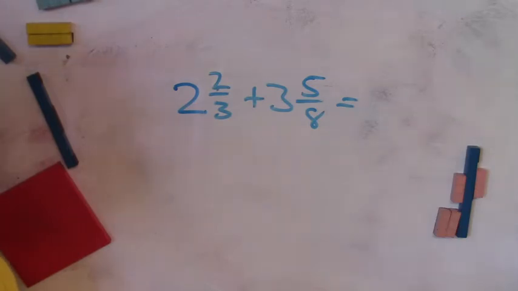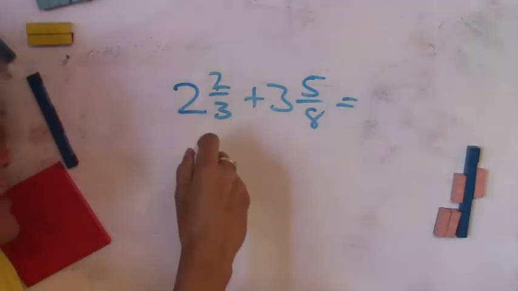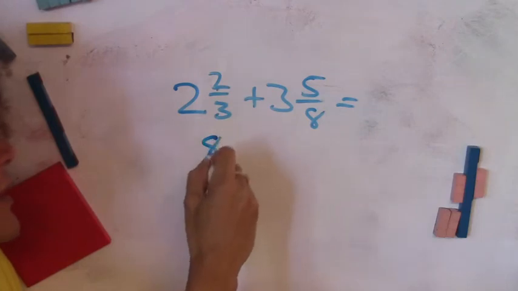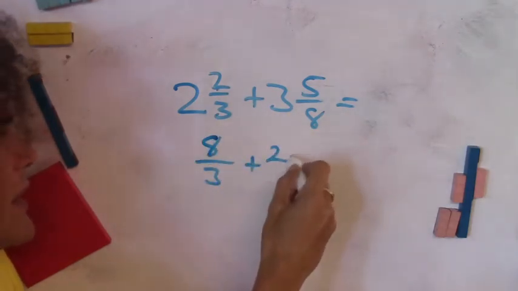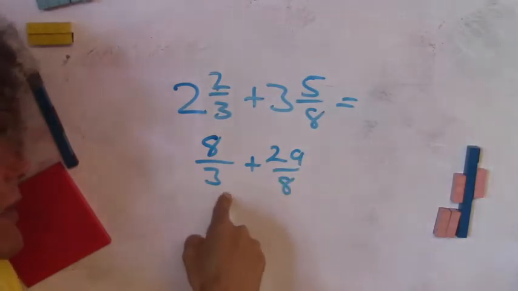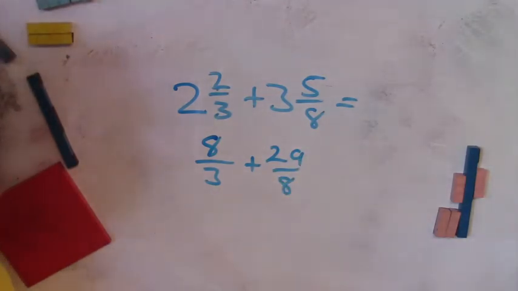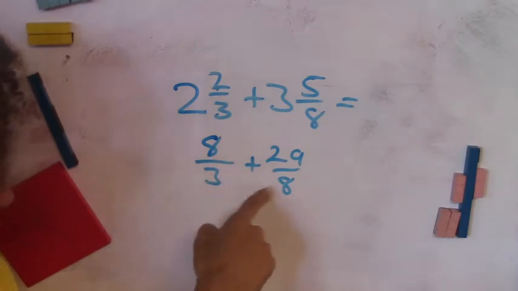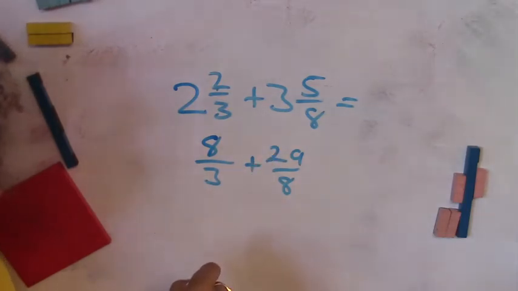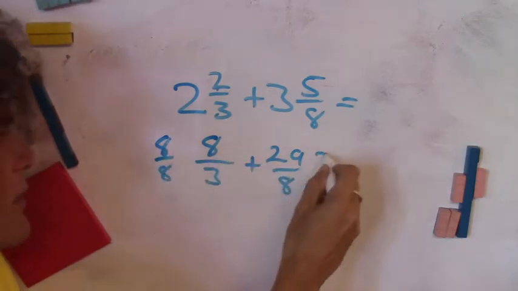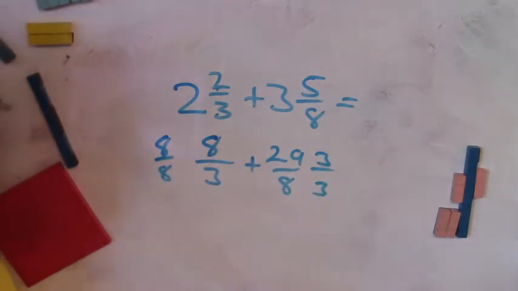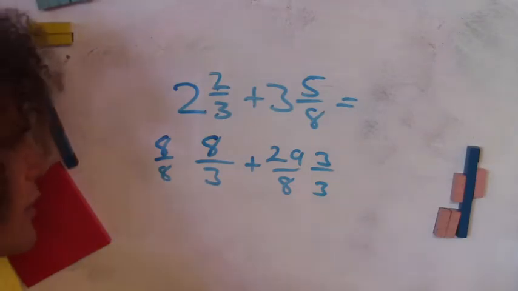I agree. Okay, see, because I could just as easily do 8 over 3 plus 29 over 8, and then I have to make common denominators, right? There's nothing in between. I can't do 16. The lowest one we could do is 24. So this has to go 8 over 8, and this has to be 3 over 3. Wow, what a lot of work that is. How about we just do it easier?